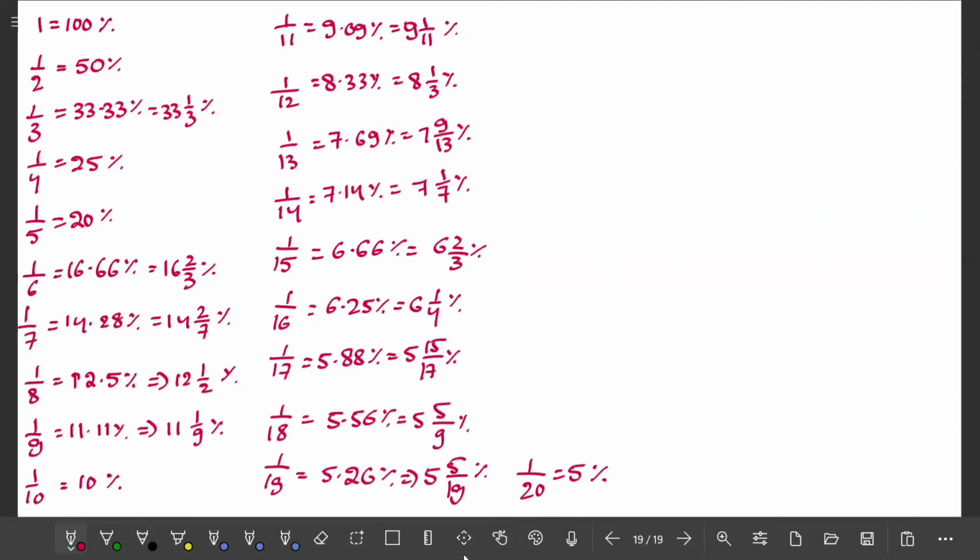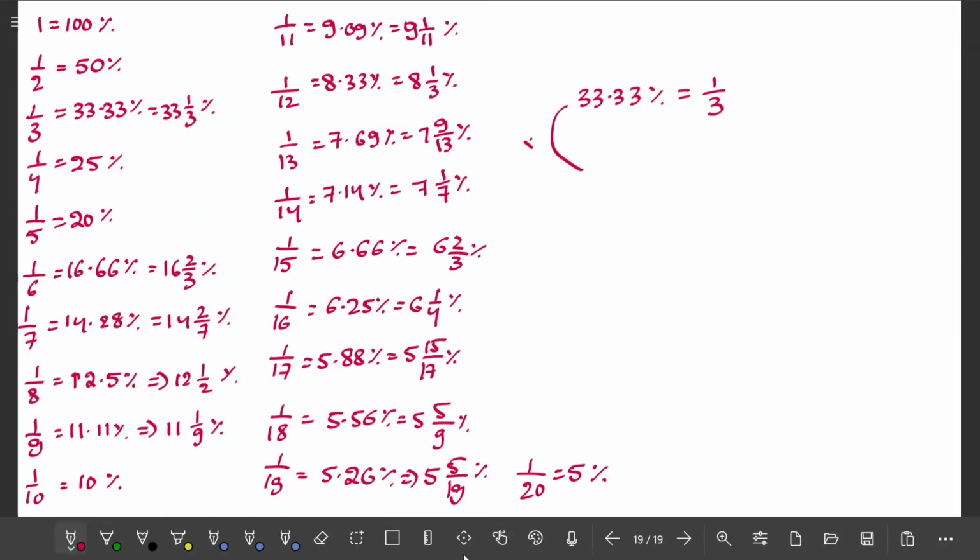Now that we got all the fractions from 1 by 2 till 1 by 20, all the other fractions and most difficult fractions, confusing fractions can also be derived from these values only. Sir, how? Let us say it is 1 by 3. Let us take 1 by 3. And what is 1 by 3? It's 33.33%. 33.33% is nothing but 1 by 3.